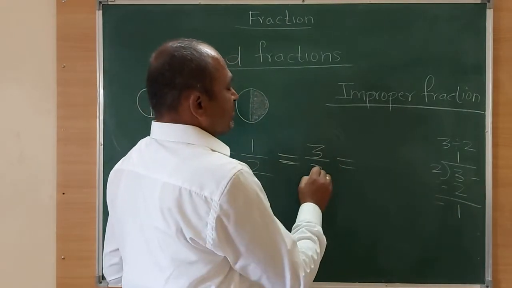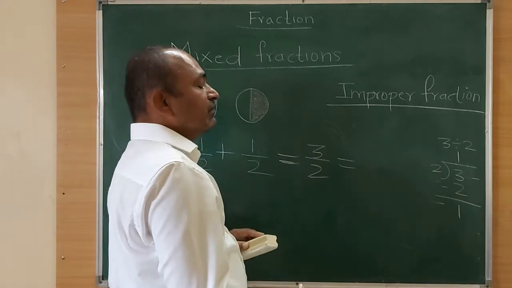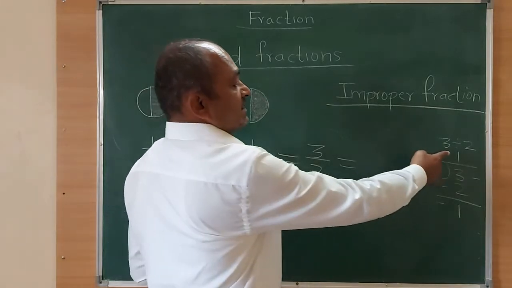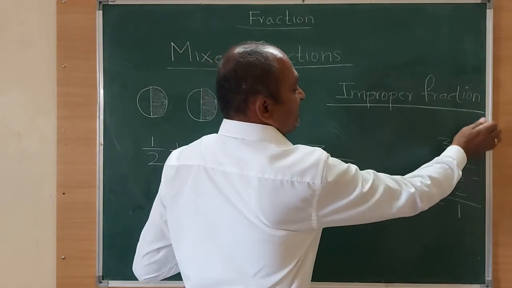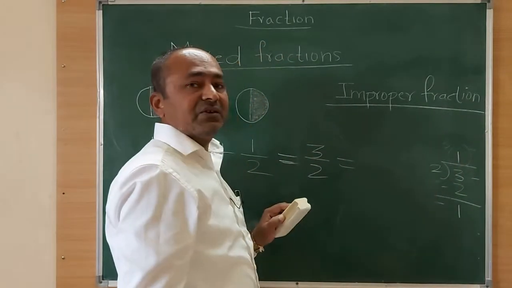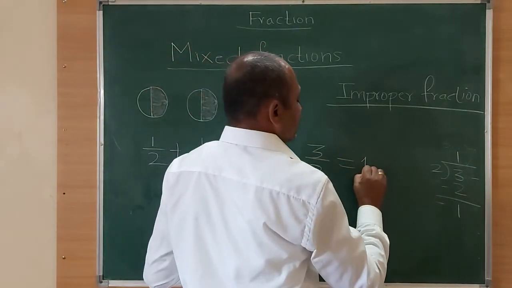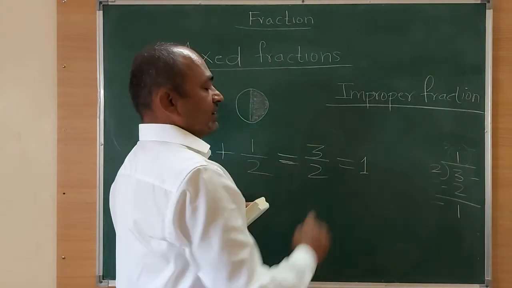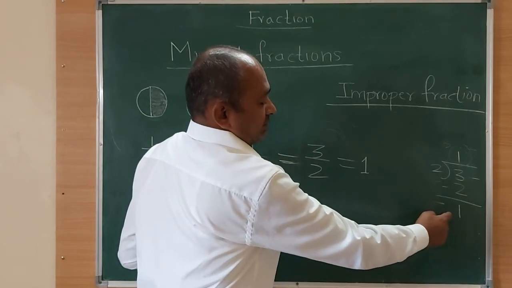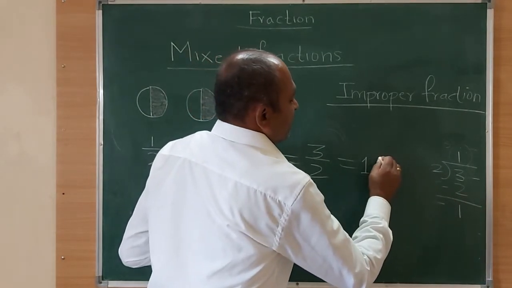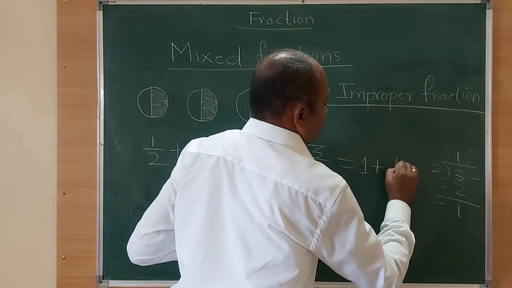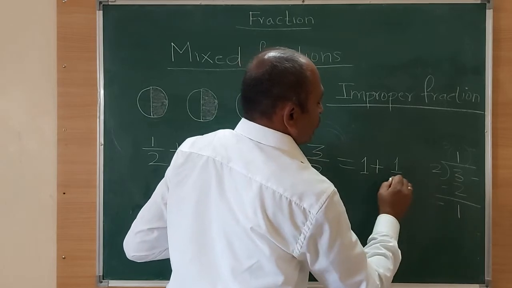So for such an improper fraction, if we are told to convert it into a mixed number, what do we do? Whatever the answer of division, that is a quotient. The answer of division is called a quotient. We write the quotient here, 1. Then the remainder, we write it, suppose 1 plus 1 upon 2.